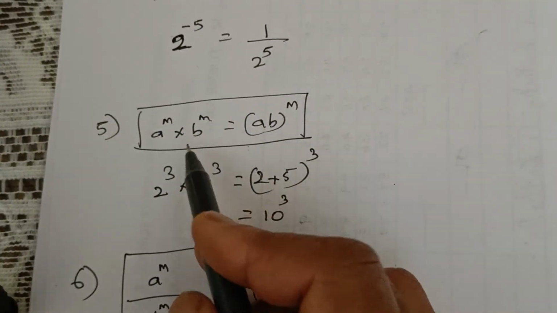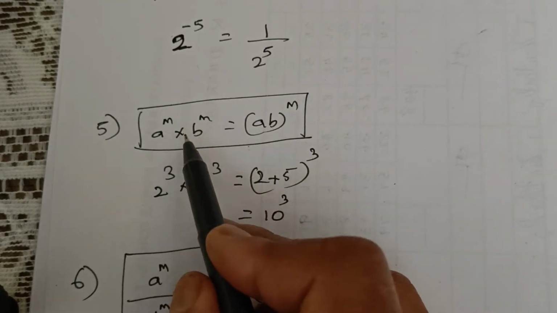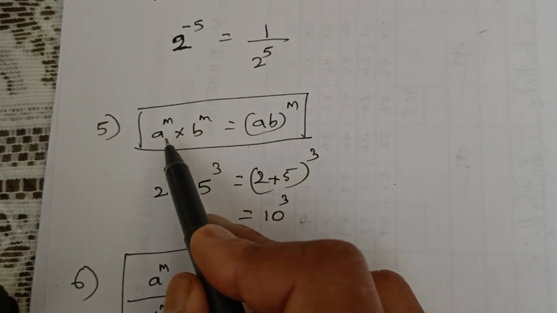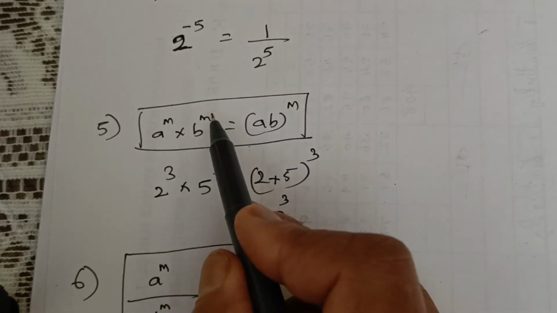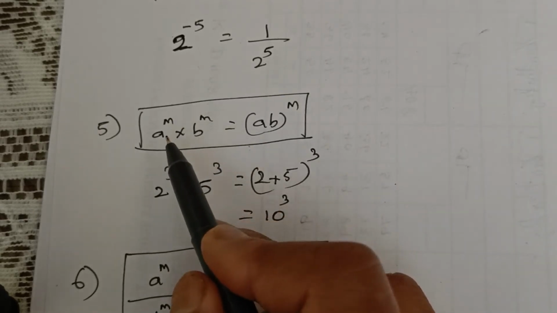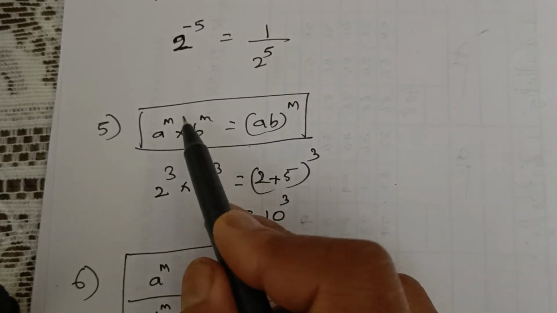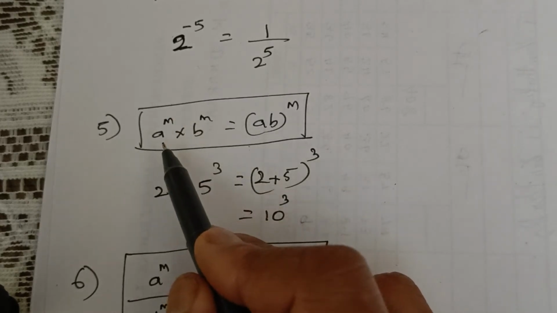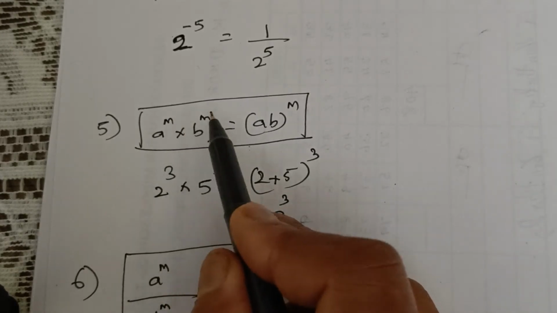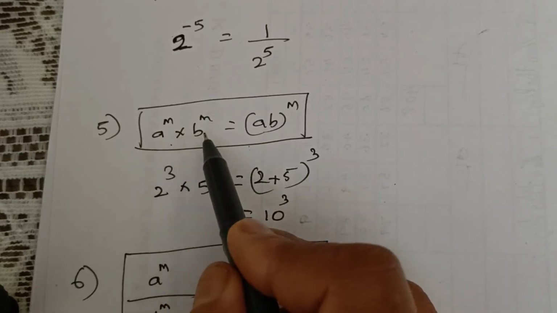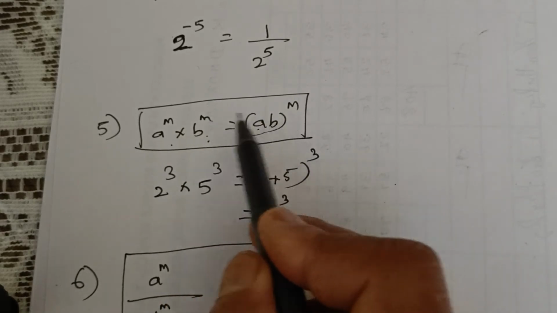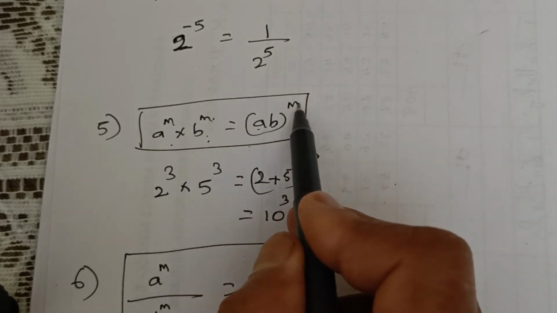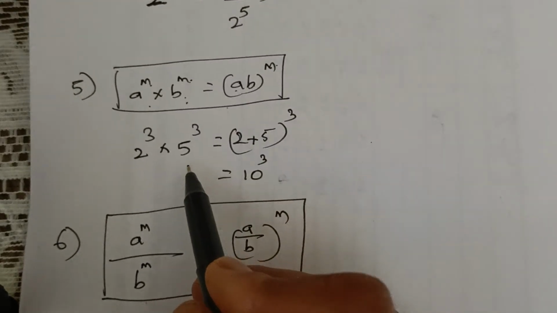Next. Very simple. Look at it. A power m into b power m. Here, bases are different. Power is the same. Previously, in the product law, we saw where the bases are the same and the powers are different. Now here, bases are different. Power is the same. So what do we do? Multiply both the bases. A, b means a into b. For both the powers, you write 1 power m.